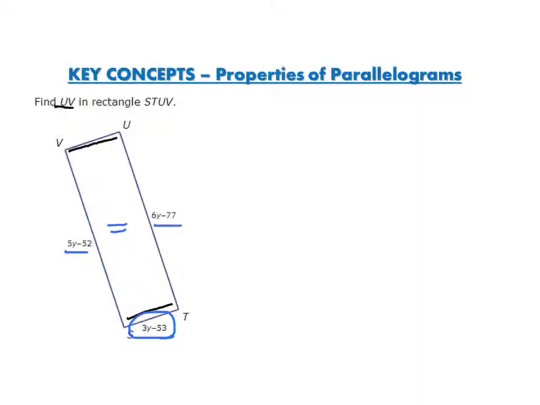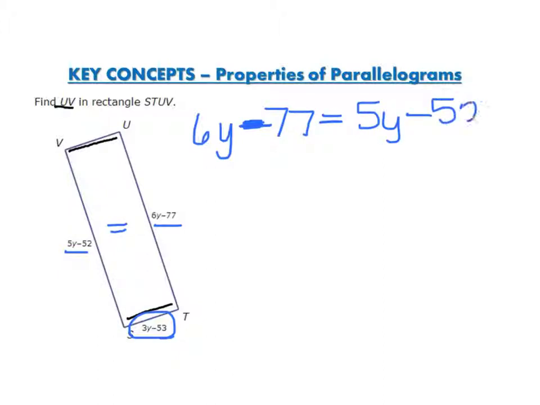So I'm going to make 6y minus 77 equals 5y minus 52. 5y is the smaller number. To make it equal to 0, I subtract 5y. I do that to both sides.